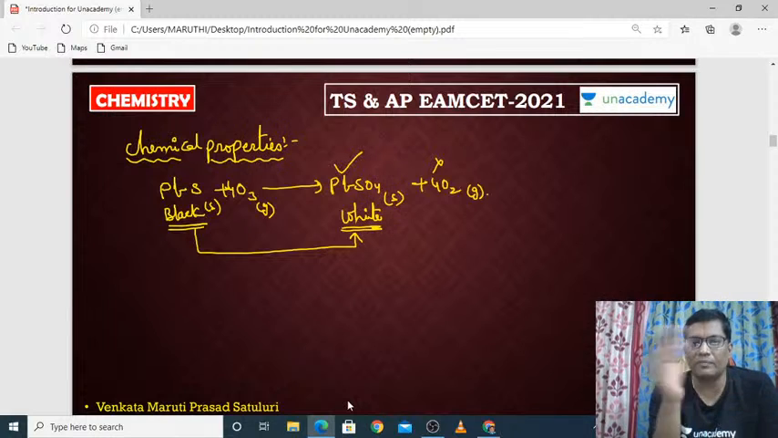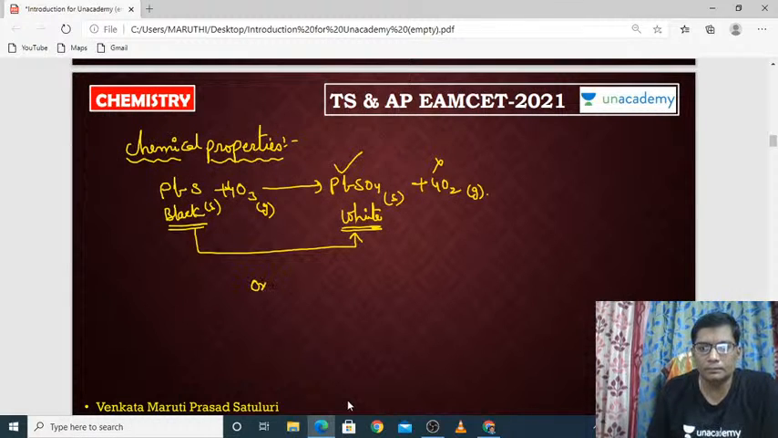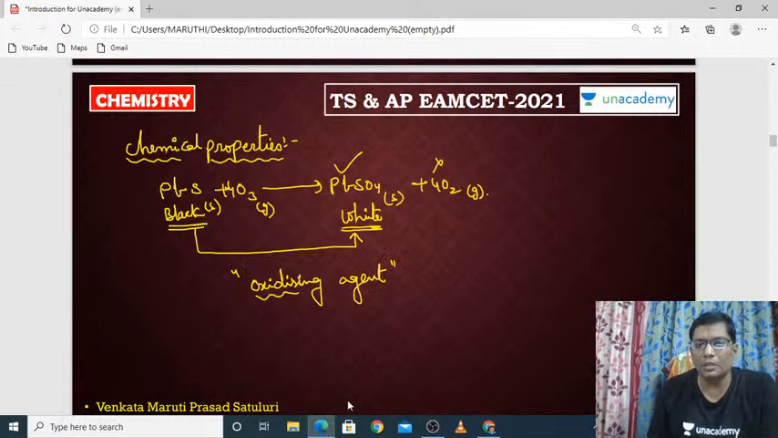So the black color lead sulfide is converted to white color lead sulfate. So what about the ozone? Does it have oxidizing nature or reducing nature? Ozone can easily convert the lead sulfide to lead sulfate, meaning this lead sulfide is getting oxidized. So ozone is a better oxidizing agent. It will oxidize the lead sulfide to lead sulfate. So ozone is a good oxidizing agent because this lead sulfide is getting oxidized to lead sulfate.